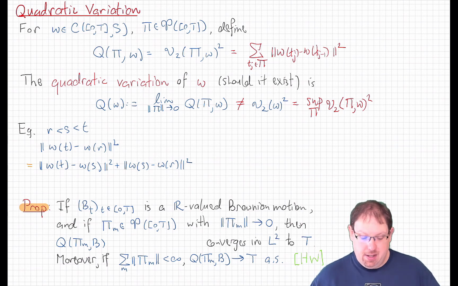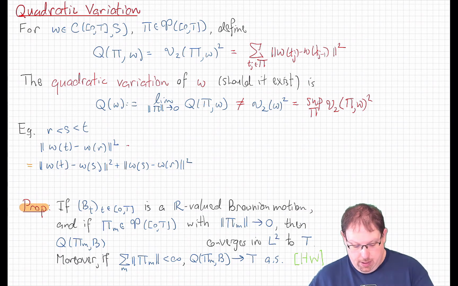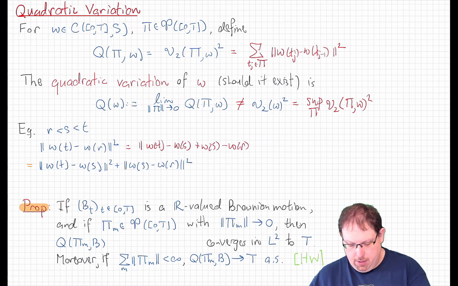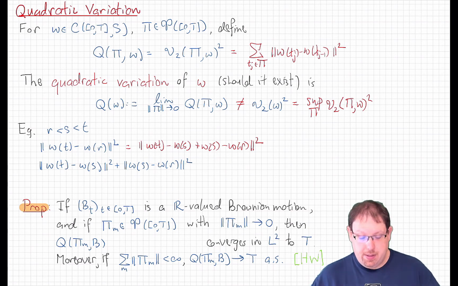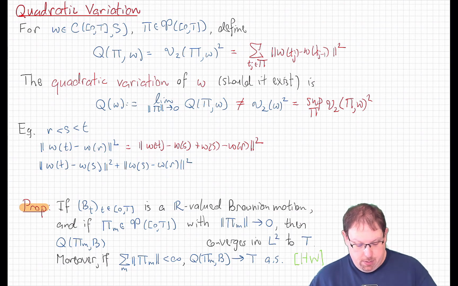For example, in the p equals 2 case, we can see explicitly how that can fail. If I take 3 times r less than s less than t, and look at the increment squared, omega t minus omega of r in norm squared, well, I can write that as omega t minus omega of s plus omega of s minus omega of r, quantity squared. And now if we wanted to employ that same lemma, we'd need to show that that's less than or equal to this. But in fact, what it is exactly equal to is this sum of the squares of those 2 increment norms plus twice the inner product between them.